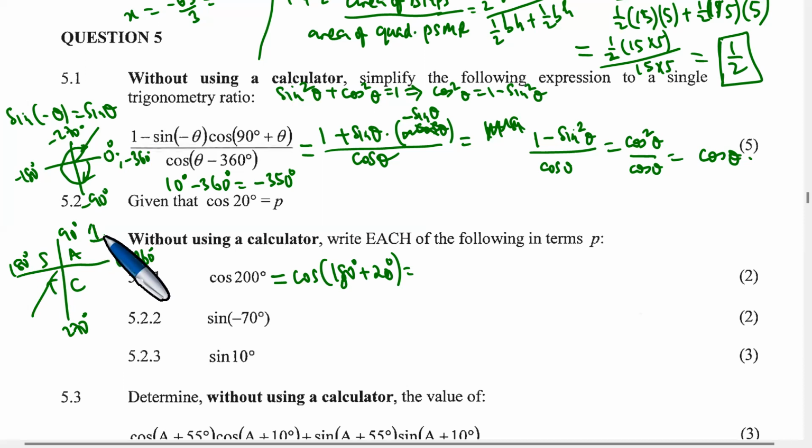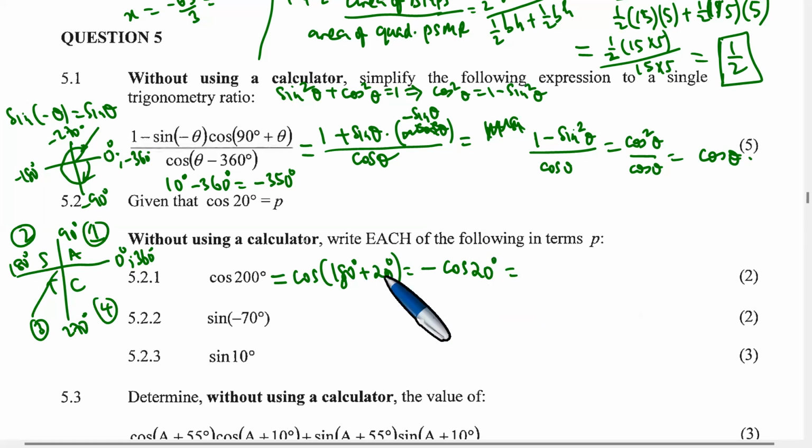So this one is quadrant 1, this is 2, this is 3, this is 4. The quadrant numbers do not change, even if we go clockwise or anti-clockwise. 180 plus, therefore, is in the third quadrant, in which the tan is positive and the cosine is negative. The cosine is negative cosine 20 degrees. What is cosine 20? P. So this is minus P.